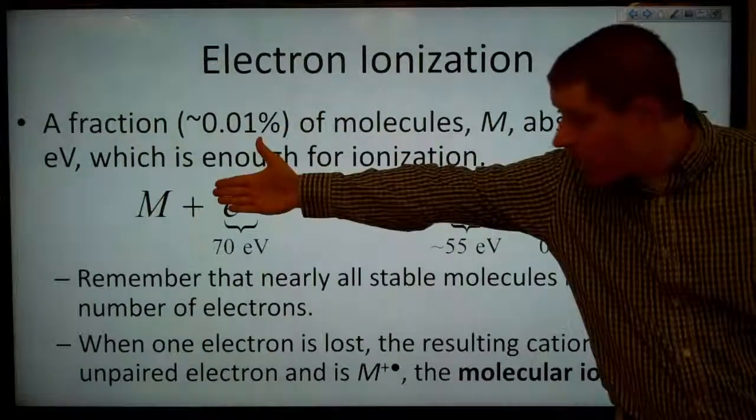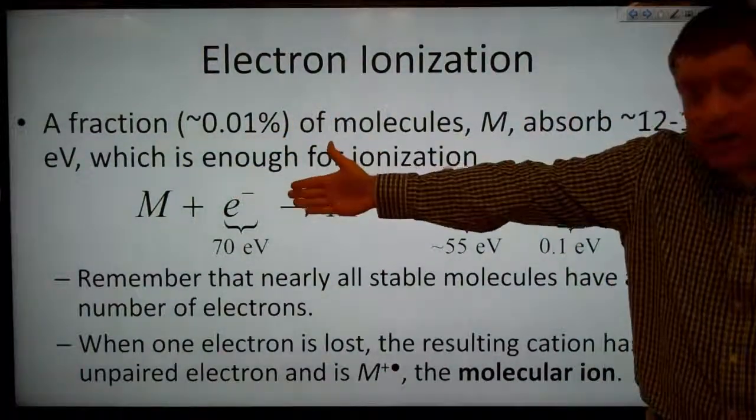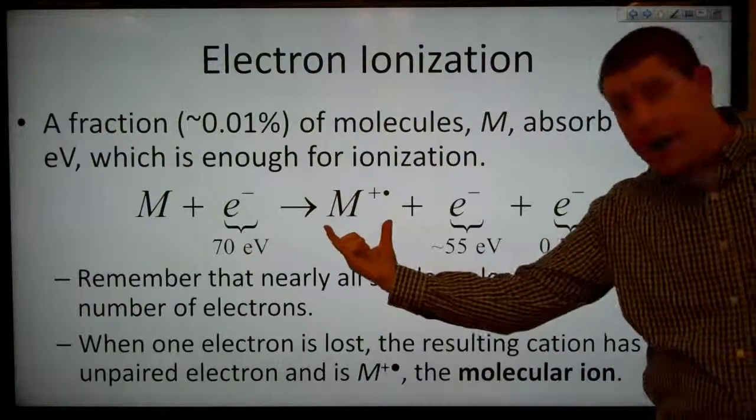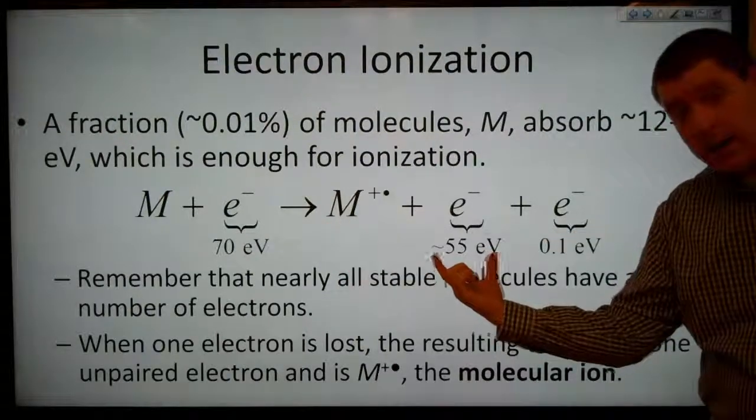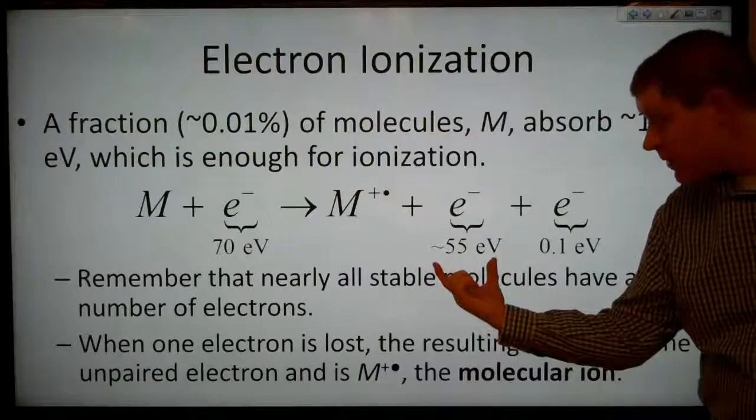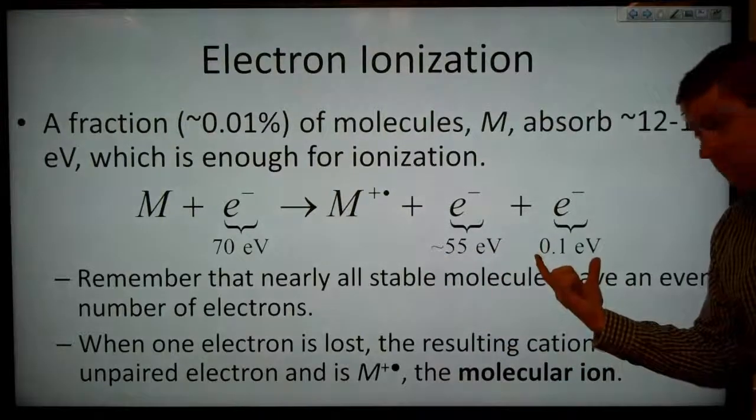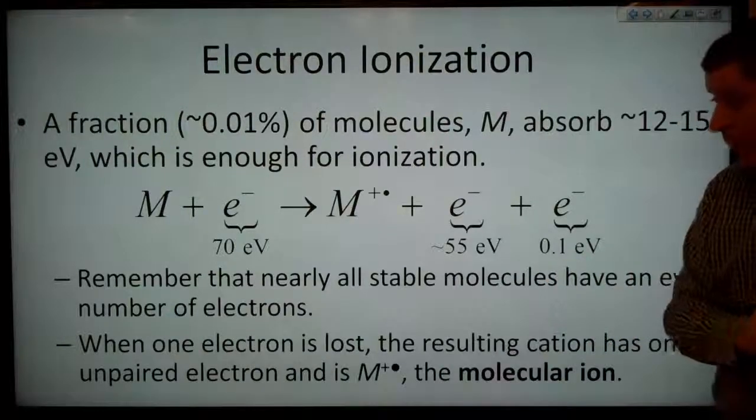So we've got our neutral molecule plus an electron at 70 eV. That reacts to give us our ion, plus the electron that now has lost about 15 eV, so now it's got about 55 eV, plus another electron that's been emitted with a very small amount of energy, around 0.1 eV.